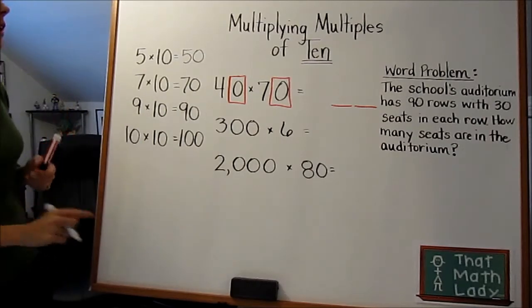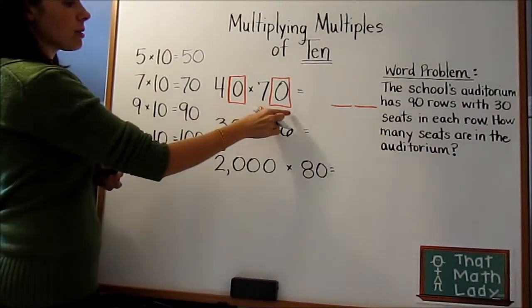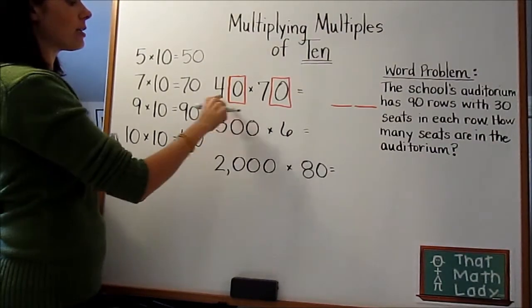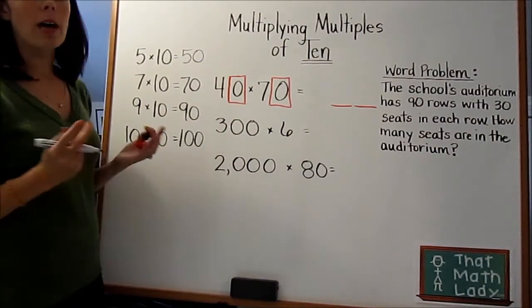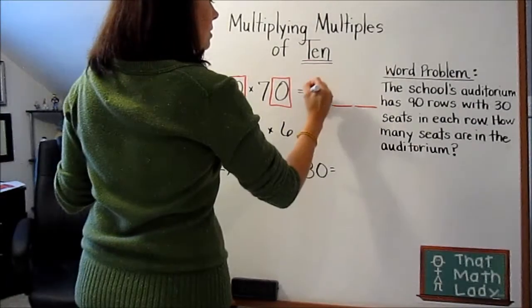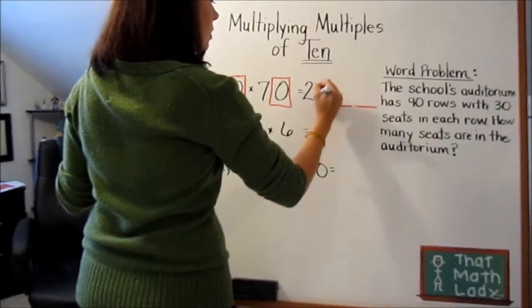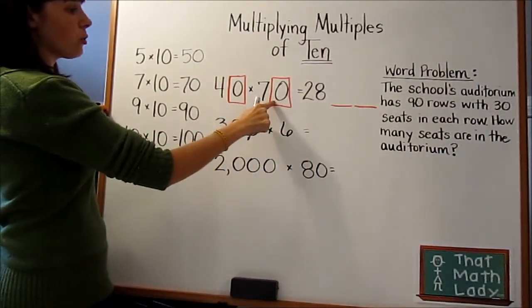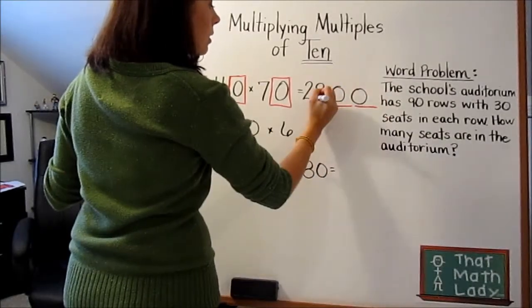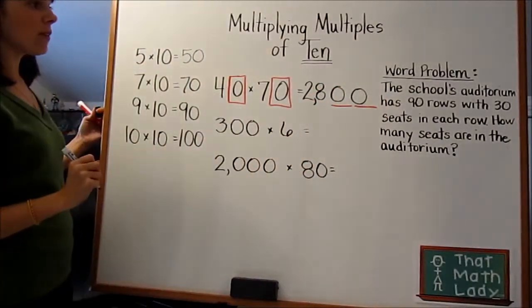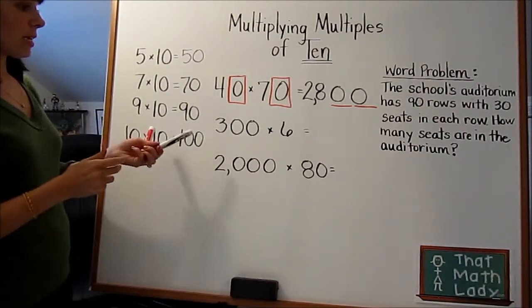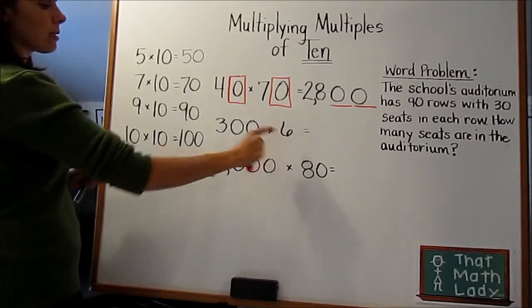numbers. So let's say I have the problem 40 times 70. Well, go ahead and just multiply the two digits that are not zeros together. So 4 times 7. Basic facts, that's easy, it's 28. But then you take the zeros and then you can put them on the end. So 40 times 70 is 2,800.